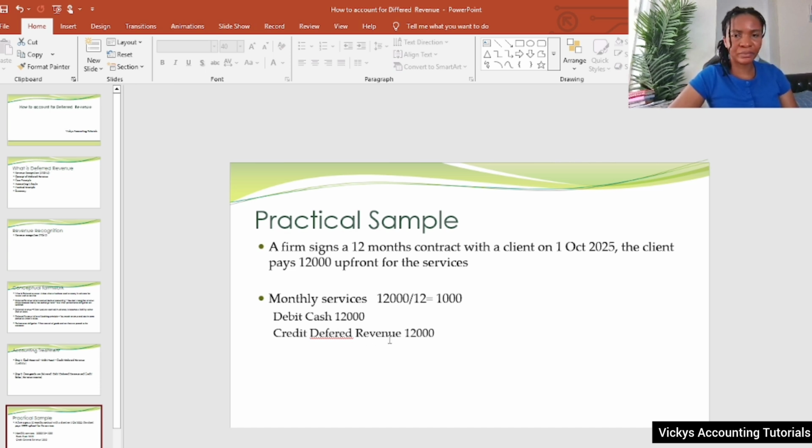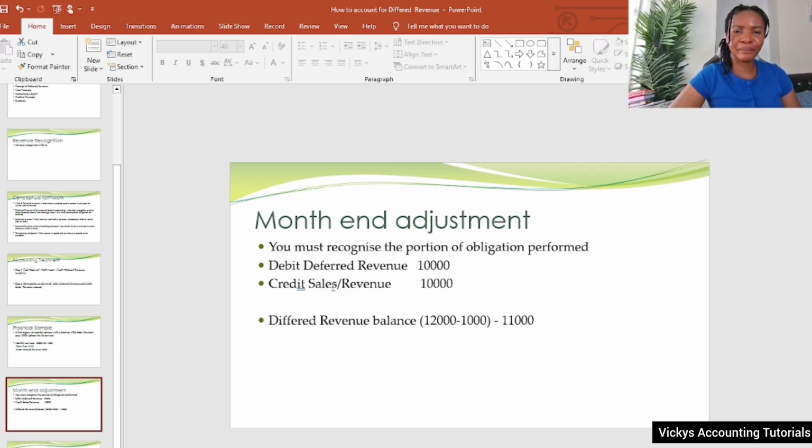The first step. This is the month-end adjustment. You must recognize the portion of obligation performed here. As we discussed, you debit deferred revenue and then you credit sales. Deferred revenue balance will now decrease to 11,000. And your books are all balanced.